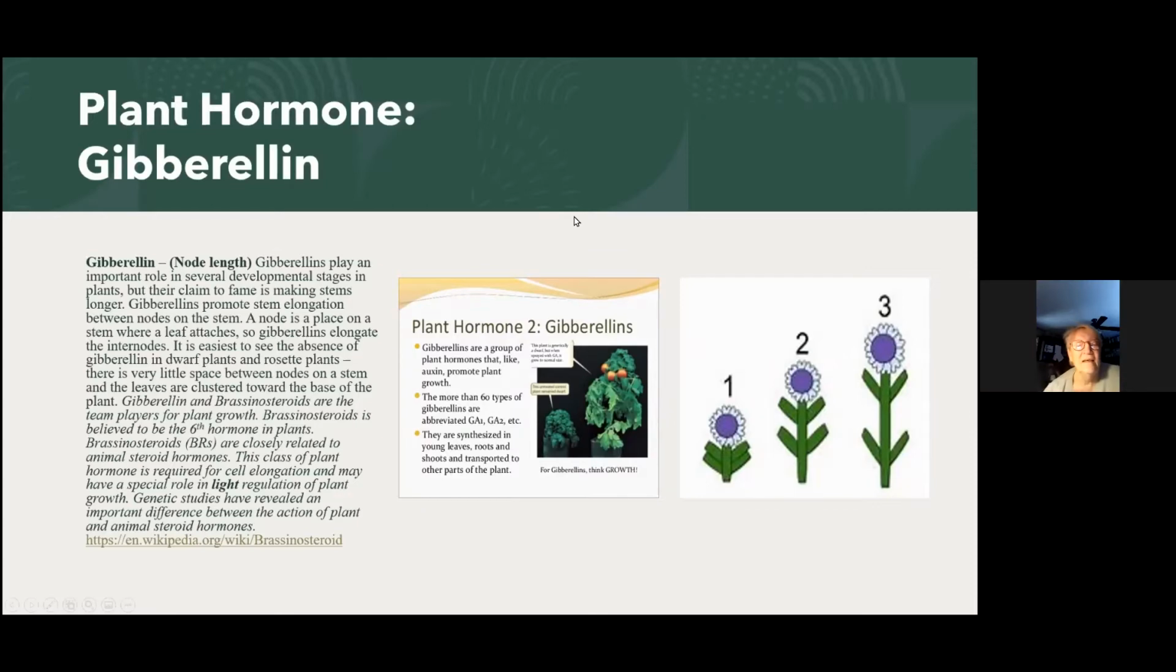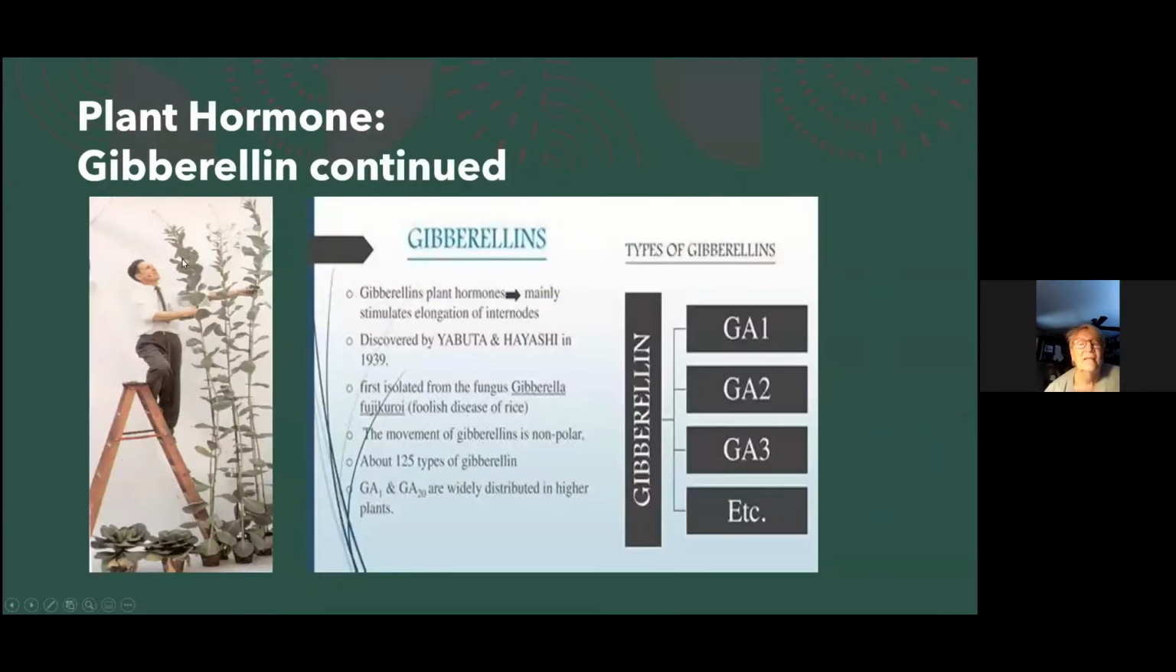Let me see. On this slide, whoa. I thought this was really funny because here you have a lack of gibberellins, and here you have an overabundance of gibberellins. Just keep in mind that gibberellin plant hormones mainly stimulate elongation of internodes.